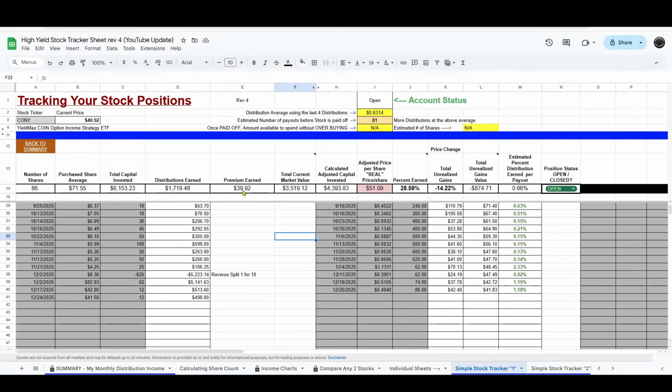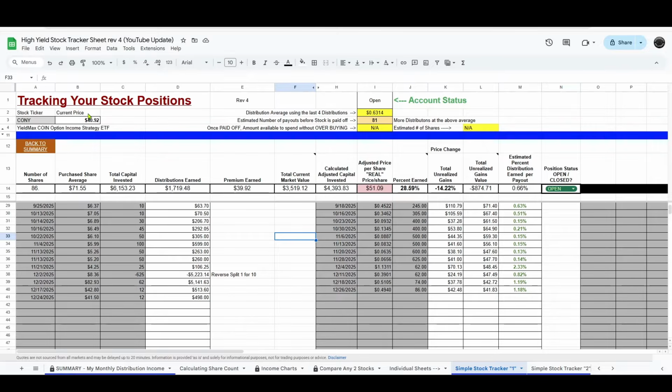And my plan is to continue to buy under my real price per share and to earn those distributions to eventually, hopefully, get my real price per share under the current price of CONY. Now, that might be a tough road, but that is my plan. And let me stress, that's my plan, not your plan.